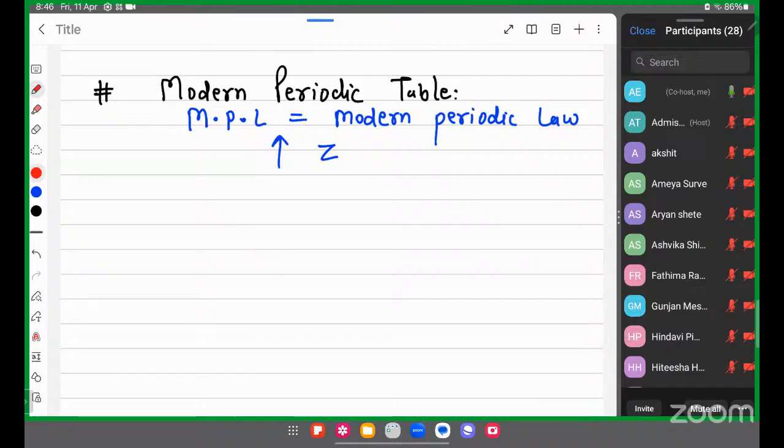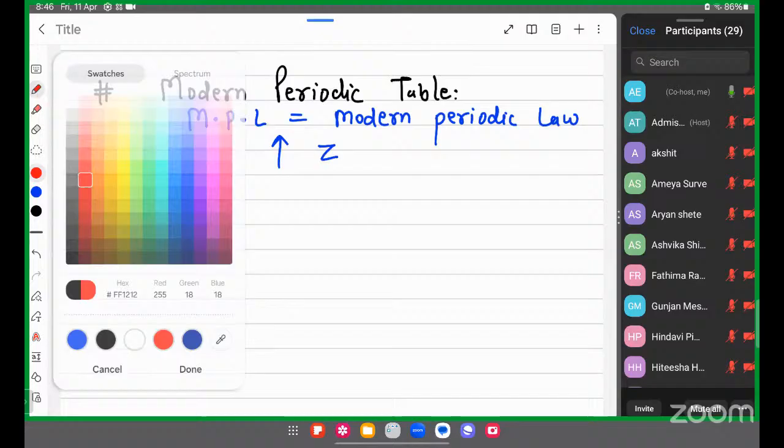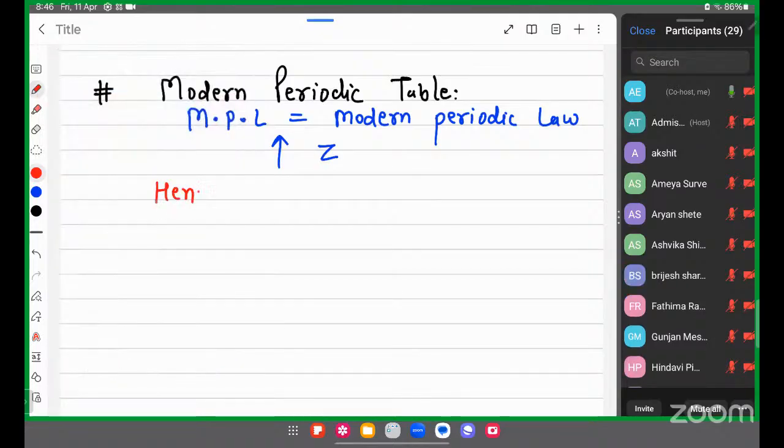The question is, who discovered this fact that the properties of elements are a periodic function of their atomic number, not atomic mass? What is the name of the scientist who discovered it? Who discovered that the physical and chemical properties of elements are a periodic function of their atomic number, not atomic mass? Henry Moseley. Henry Moseley discovered it. Understood?